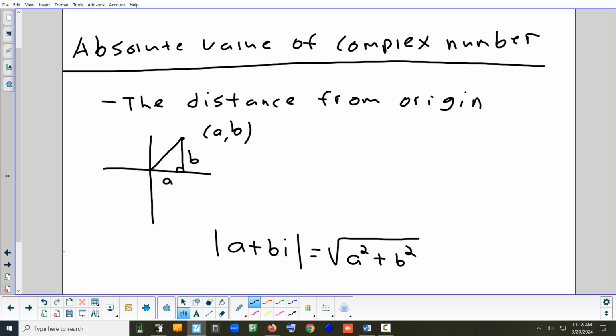Okay, so here's the notation. 2 vertical bars means they want to know the absolute value. And it's really just the Pythagorean theorem. So here's your complex number. Real part is A. Imaginary part's B. Plug them into the Pythagorean theorem. And you'll find the hypotenuse of your triangle, which is the absolute value.